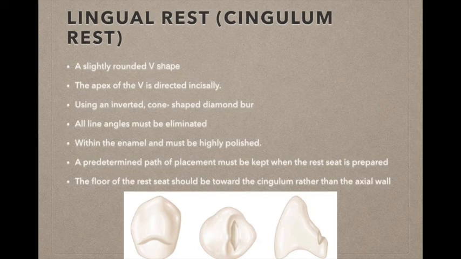When you finish your preparation, remember all the line angles should be eliminated and rounded. This preparation should still be just in the enamel and needs to be highly polished. The other important factor after you finish is to check that the predetermined path of placement is kept when you prep this cingulum rest seat. The floor of the rest seat should slope toward the cingulum rather than the axial wall to provide proper support.